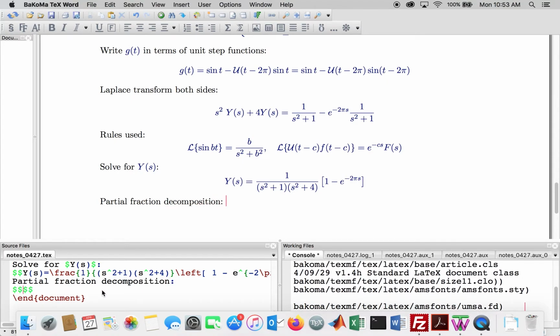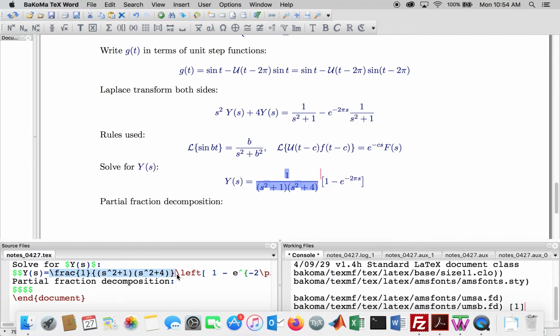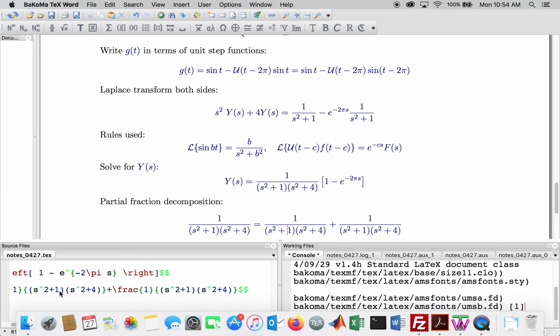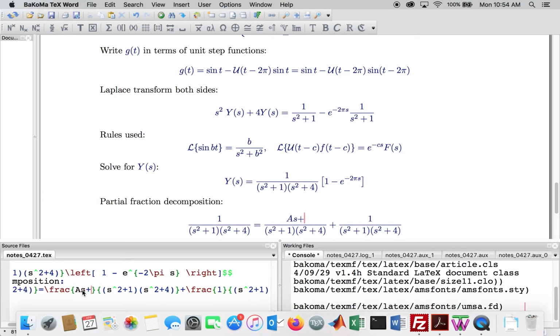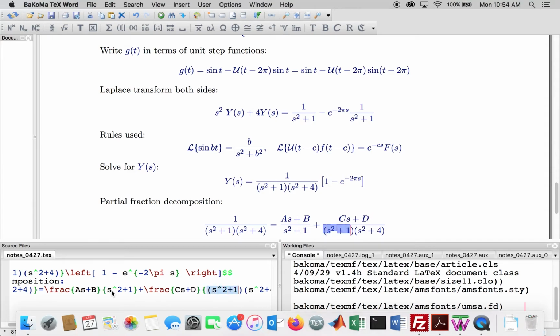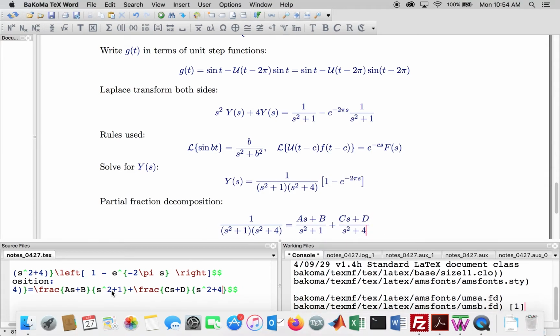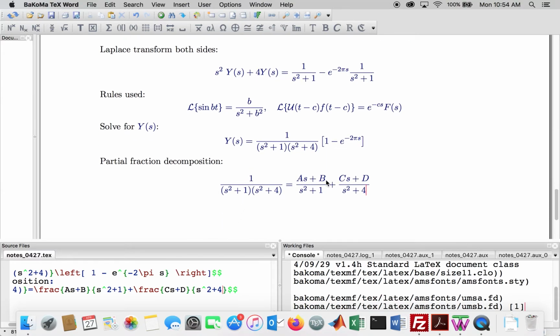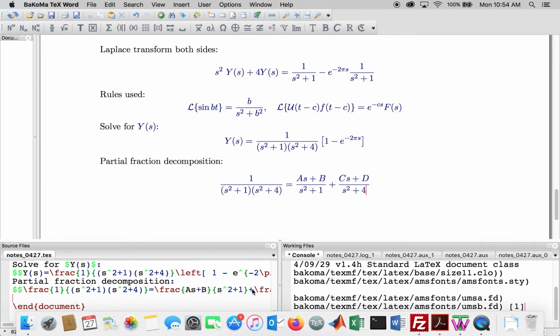All right, so this whole fraction up here is AS plus B over just S squared plus 1. And then the other fraction, I have CS plus D over just S squared plus 4. So both factors are irreducible quadratics. That's why in both terms I must have linear functions rather than constants. Okay, then multiply through by the denominator.